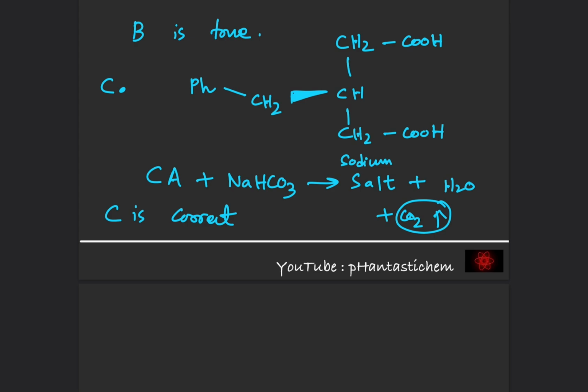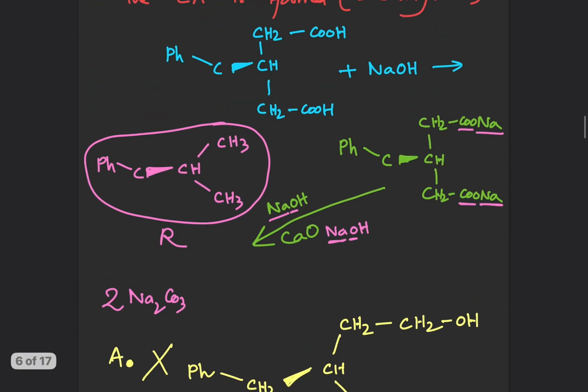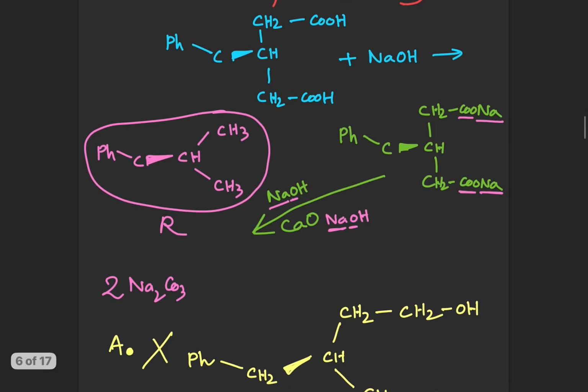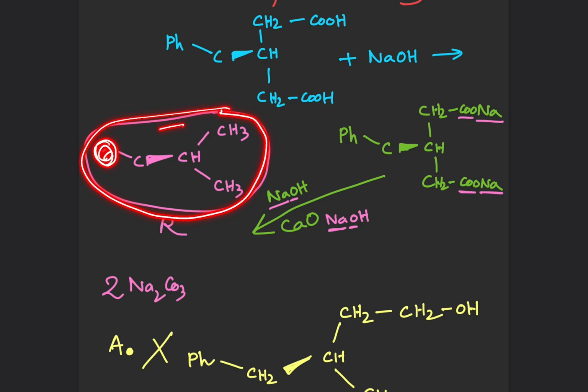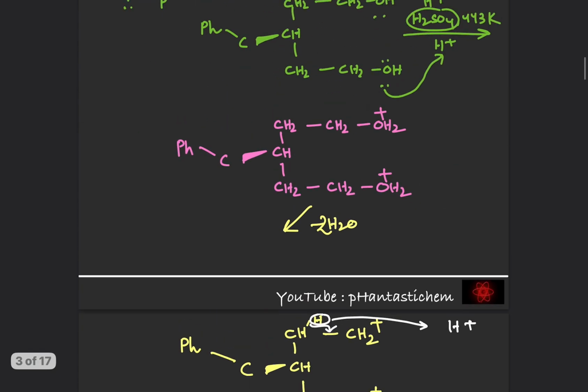And the last option is saying R is an alkyne. So we got what R is; remember, this was our R. This is not an alkyne. It is actually an alkyl benzene, because this is a benzene ring to which an alkyl group is attached, right? So this is an incorrect statement, so D is incorrect.